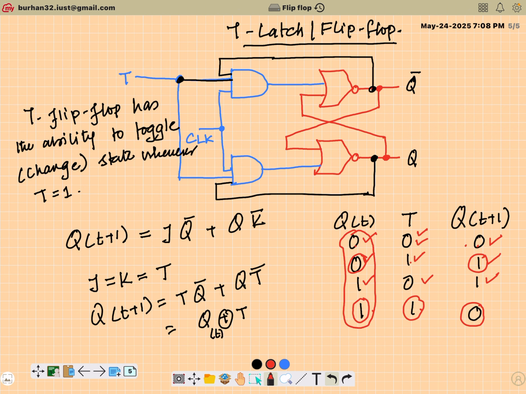So this is where this flip-flop gets its name from. T basically stands for toggle or change. So every time T is equal to 1, the next state will change, the state of the circuit will change. Fine. So this was all about latches and flip-flops.